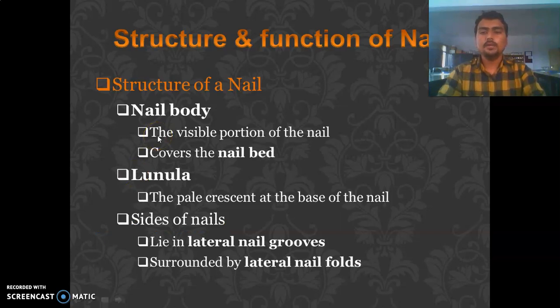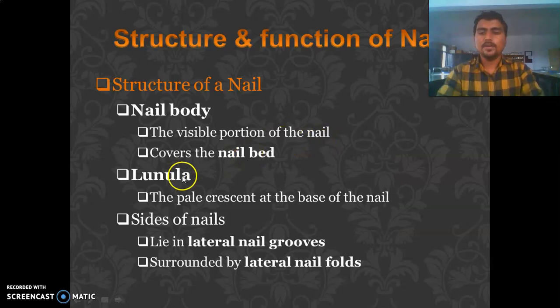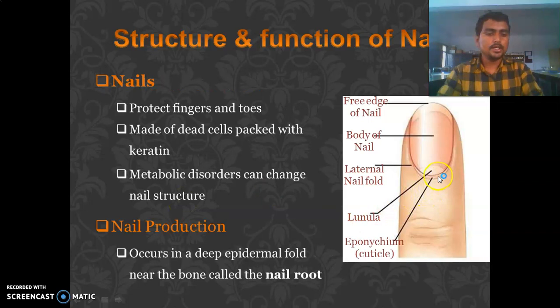Now the structure of the nail. First one is the nail body, second one is the lunula, and third one is the sides of the nail. The nail body is the visible portion of the nail and it covers the nail bed. Second one is the lunula. This is the pale crescent at the base of the nail. This is the lunula, which is present at the base of the nail.